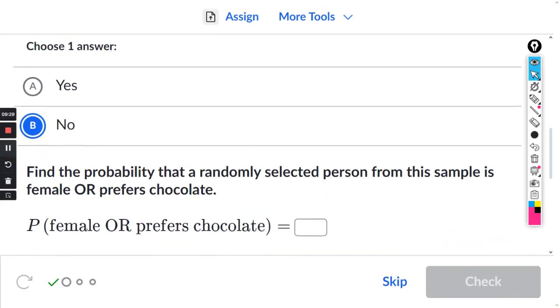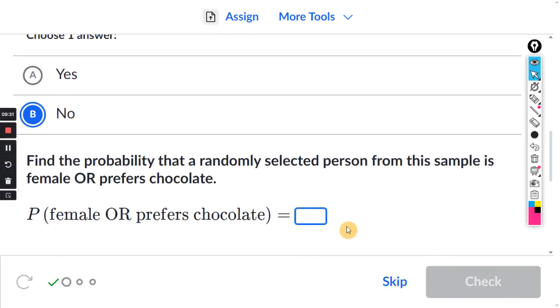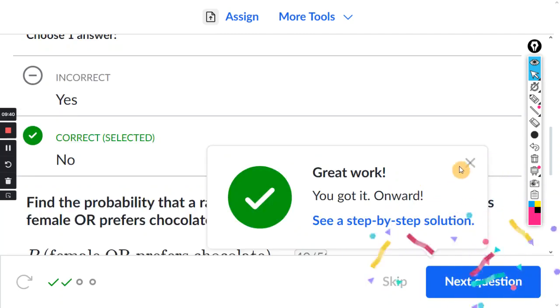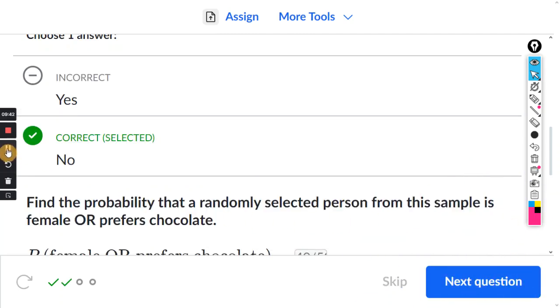So the first answer was no. And this probability was 40 out of 50. Really, you can just reduce it and write 4/5 if you want, but I want to prove it to you. You don't even have to reduce it. They accept the fraction.